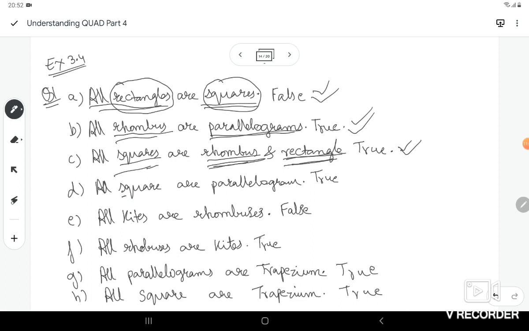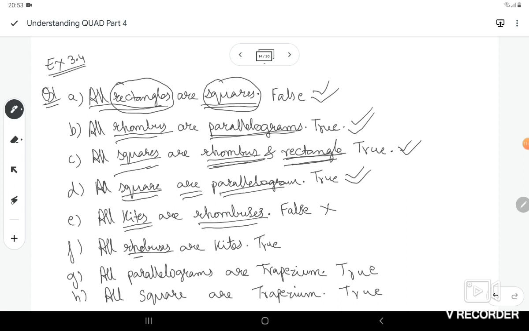Now D part says all squares are parallelograms. This is true because a square is a type of parallelogram, so it should be satisfying all the properties of a parallelogram. Now next says all kites are rhombuses. This is false. Why? Because kites follow some properties of a rhombus but not all, as a kite does not have all sides equal which a rhombus has.